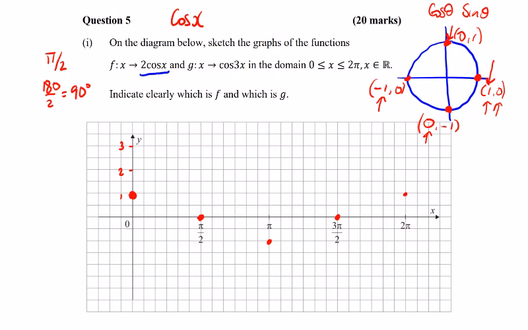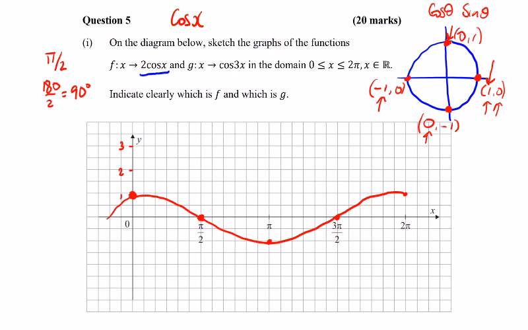So this graph will come up and around, and we'll go down through 90 if I can get to it. Maybe start the curvy bit first: down, up, and back to the starting point. So this is cos x.